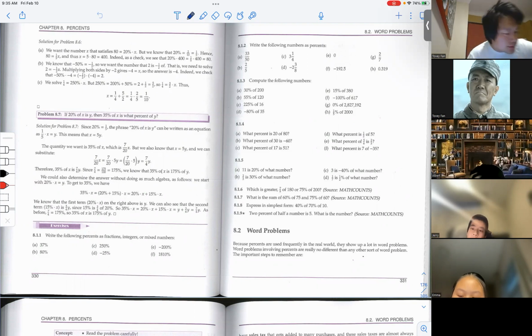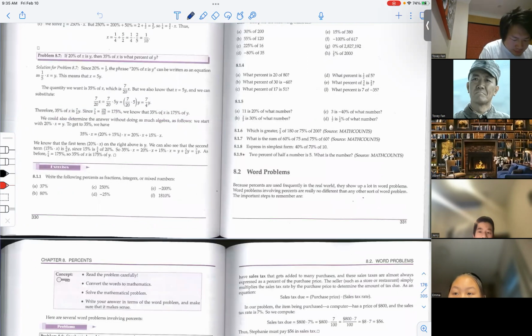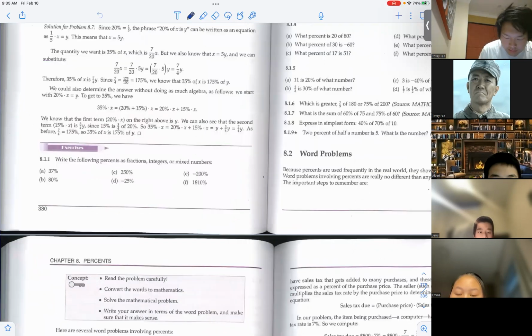So we're just going to cover the wrong questions in homework. Okay, so we start with 8.1.1. Emma, I asked you to go back to your homework and correct some wrong questions, and I didn't see you do it. But I think you should be able to do this well. Okay, so let's have a look.